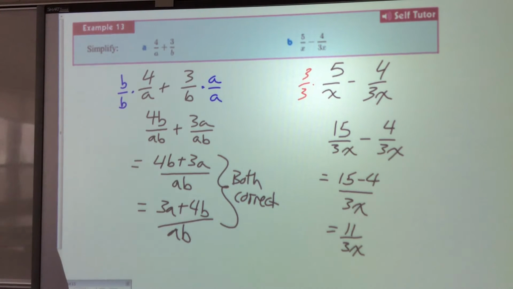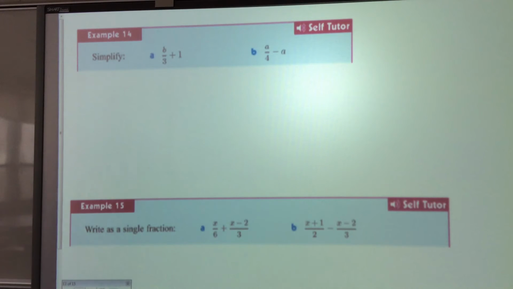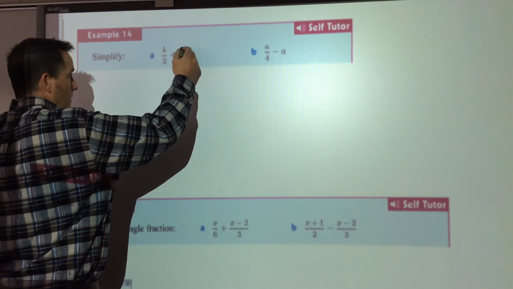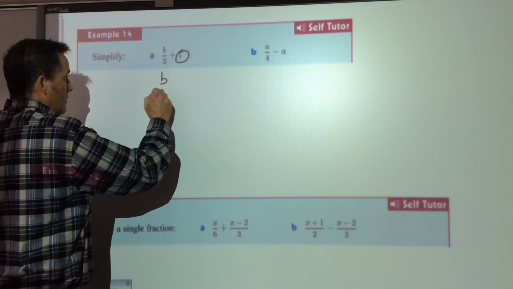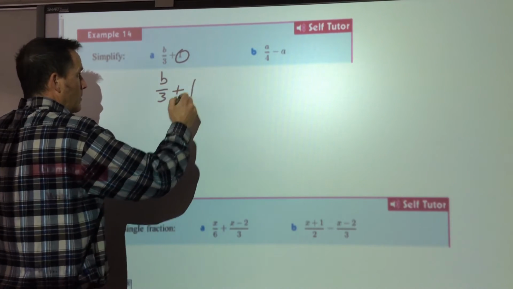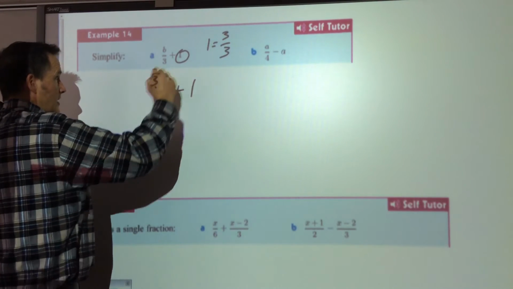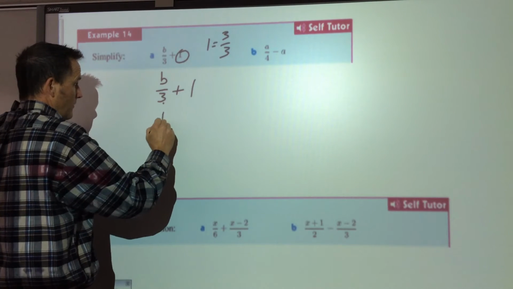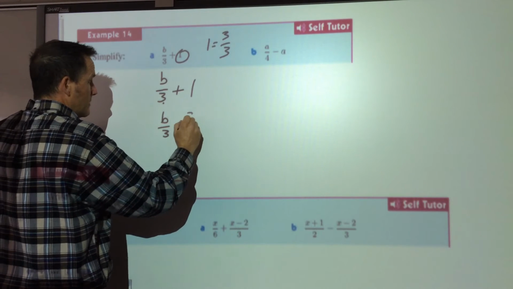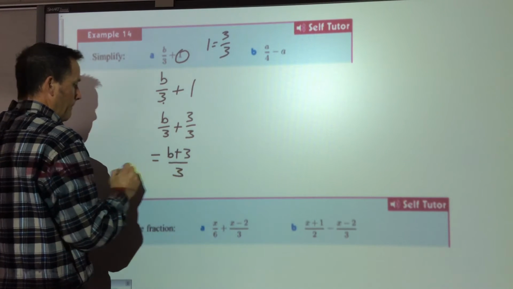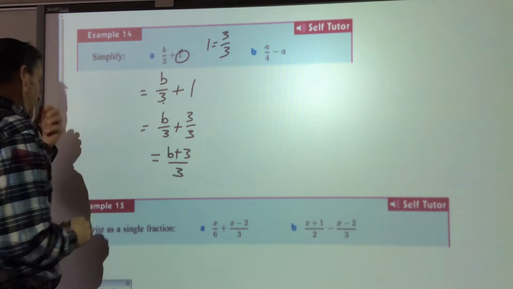And to zoom on to what looks to be a little bit more challenging. Well, this should be straightforward. Because it's 1, I have b over 3 plus 1. Well, 1 can be written as 3 over 3. Because my denominator here is 3, that's why I chose that. So I have b over 3 plus 3 over 3 to give me b plus 3 over 3. And done.